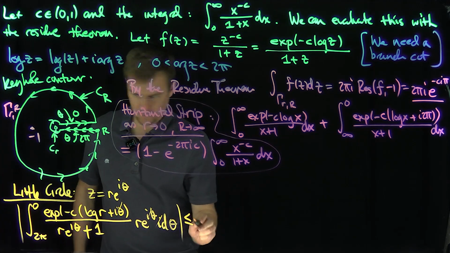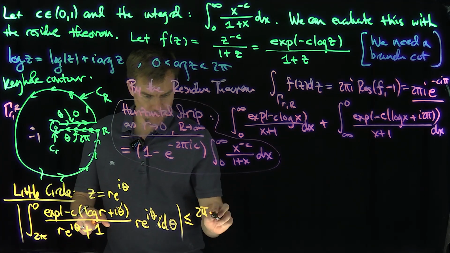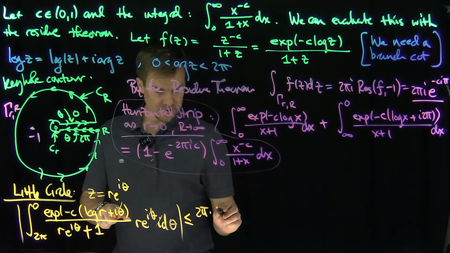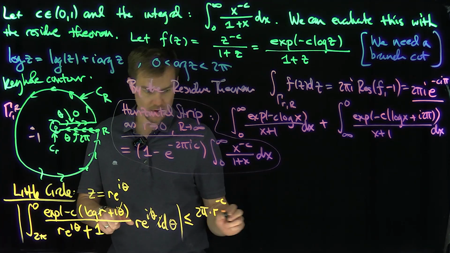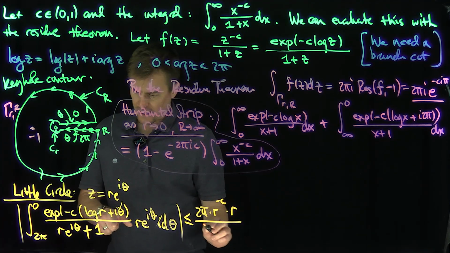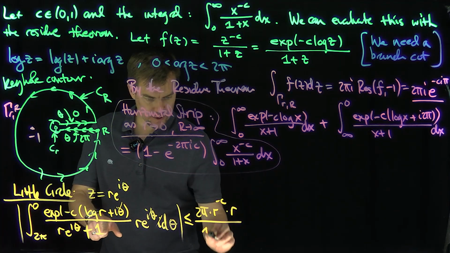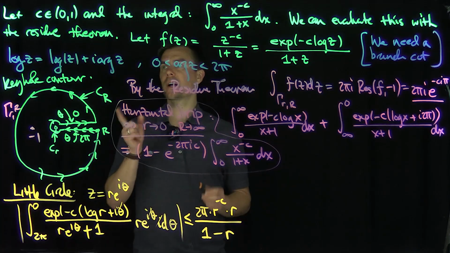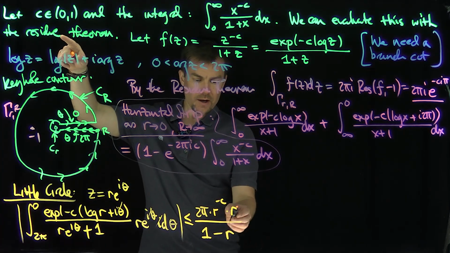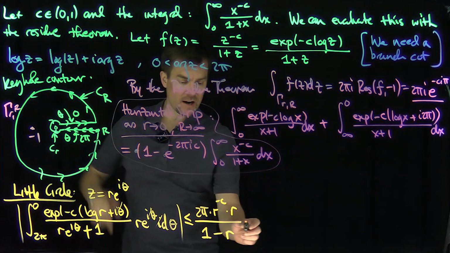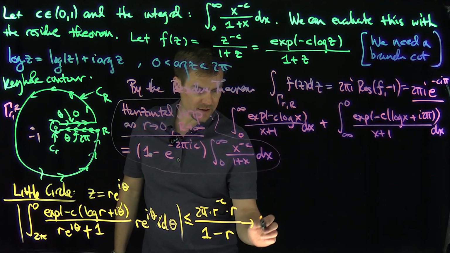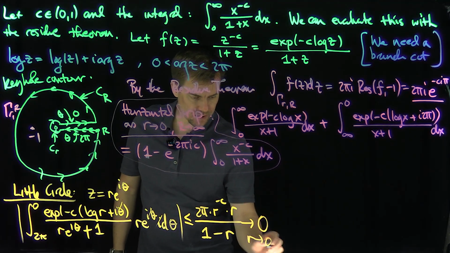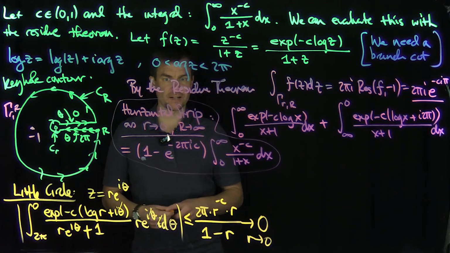Less than or equal to 2 pi from the length of the interval, and then an r to the negative c, an extra r over here. And then the denominator, since r is small, I use the triangle inequality to do this, 1 minus r. Now, what can I say? c is between 0 and 1, so there's still a positive power of r in the denominator. So this tends to 0 as r goes to 0. So in other words, the contribution from the little circle tends to 0.